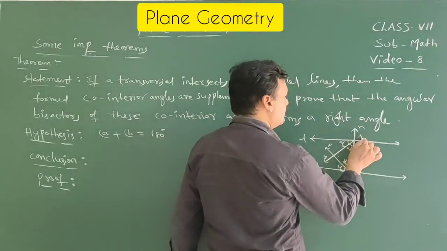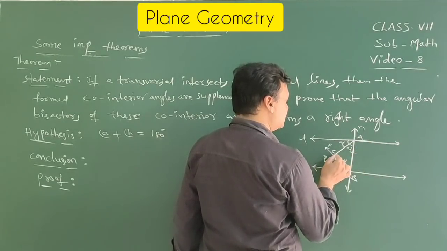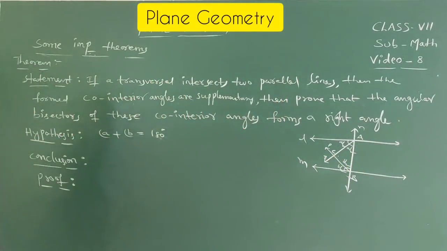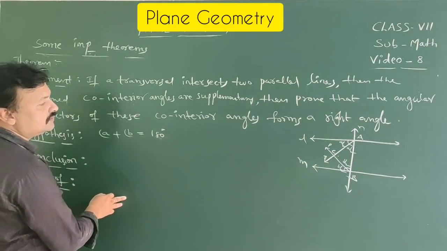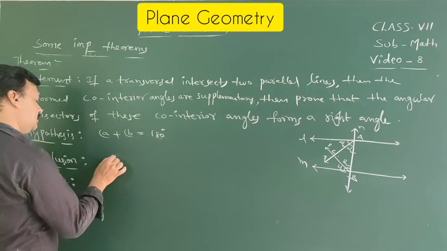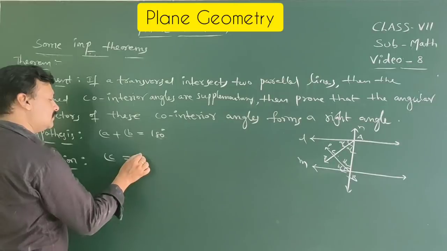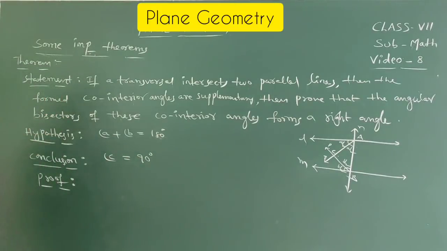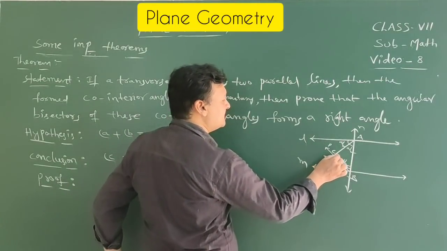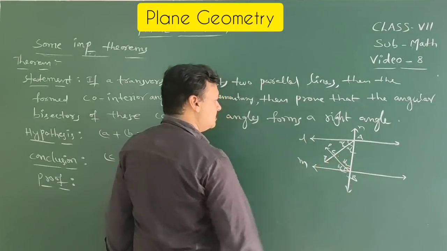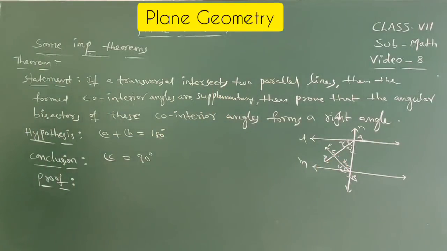Okay, let it be triangle ABC. Here we need to prove angle C equals 90 degrees, where C is the intersection of P and Q. Here, the intersection of P and Q is C. We assume that, so we need to prove angle C equals 90 degrees.